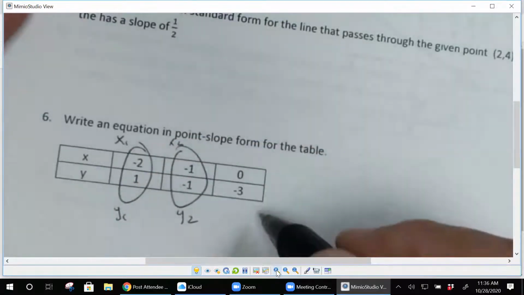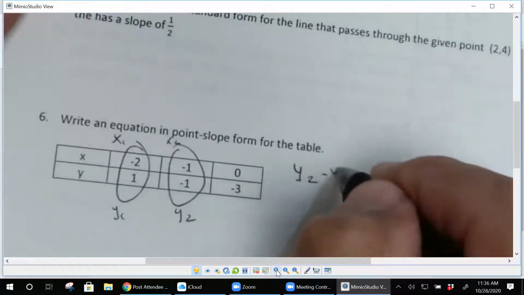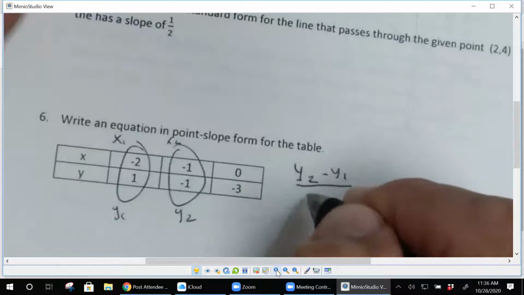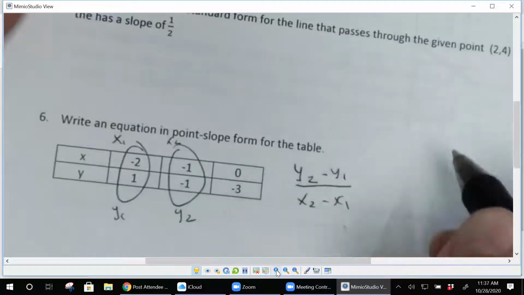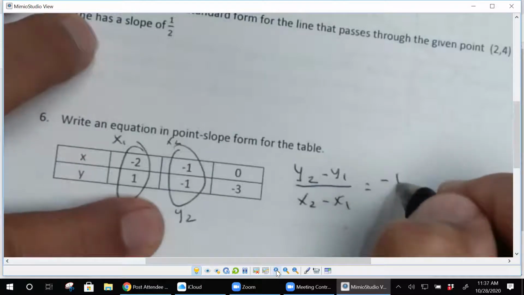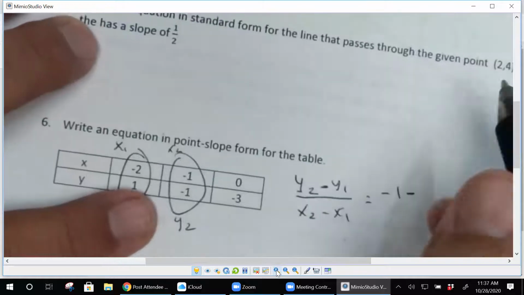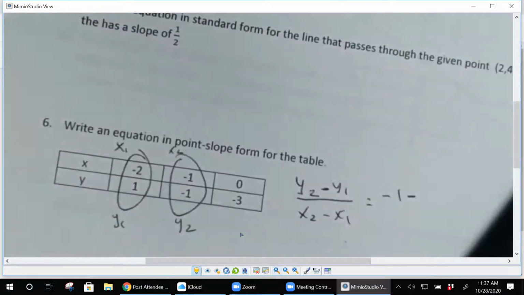Now, I have to come up with a slope. So I'm going to come up with a slope because I got 2 points. So y2 minus y1 over x2 minus x1. All right, so I'm going to start with my y2, which is -1, minus, that's the big subtract sign right here in the middle.